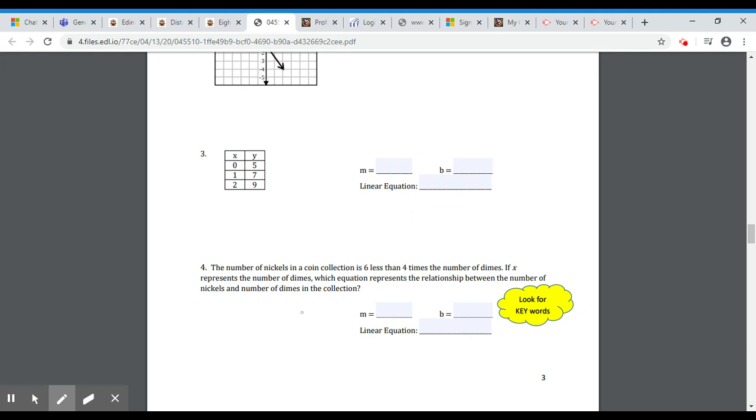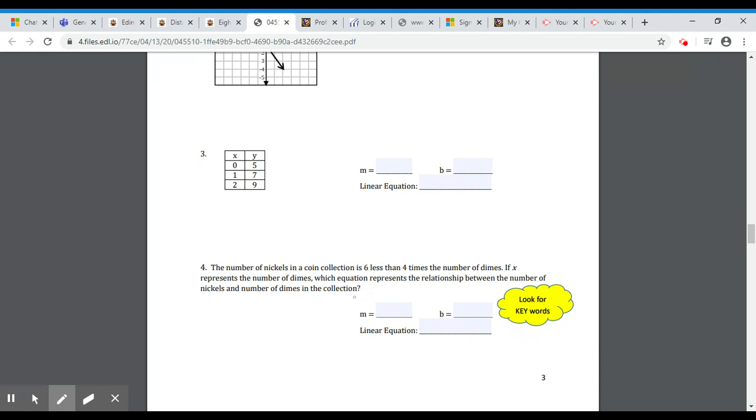The number of nickels in a coin collection is 6 less than 4 times the number of dimes. If x represents the number of dimes, which equation represents the relationship between the number of nickels and the number of dimes in the collection? Okay, we got through it the first time.